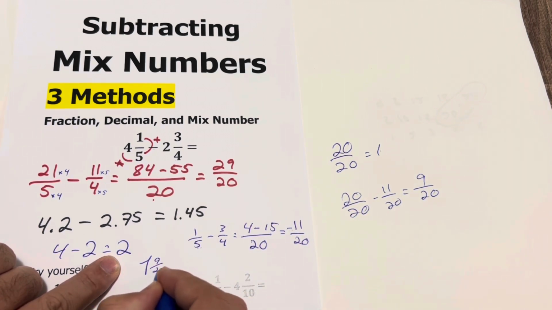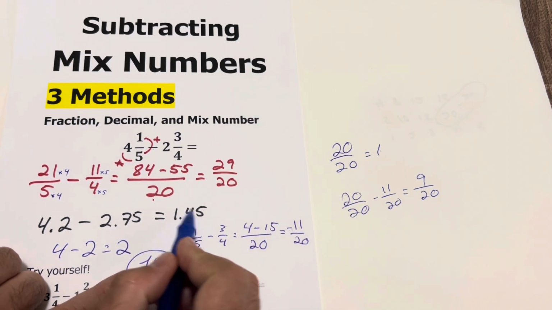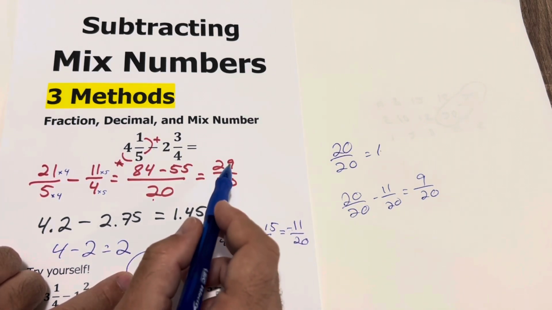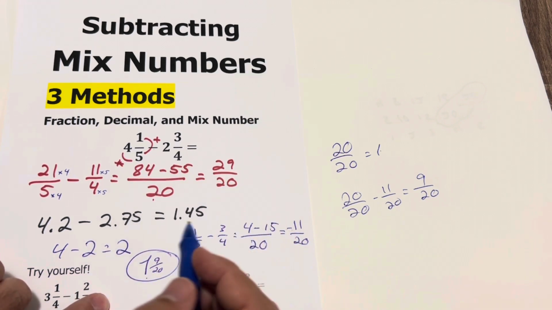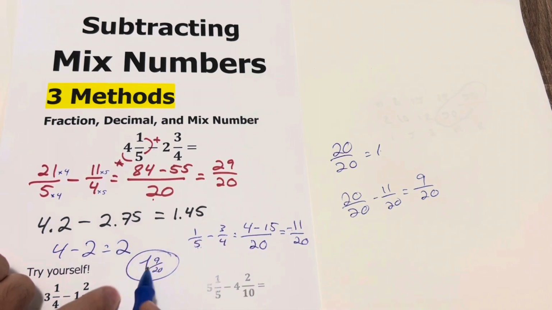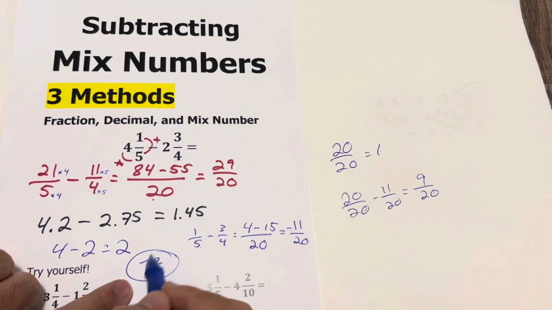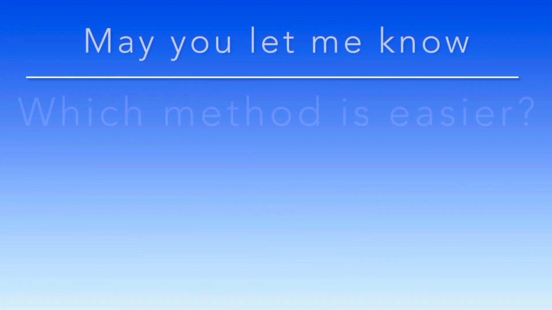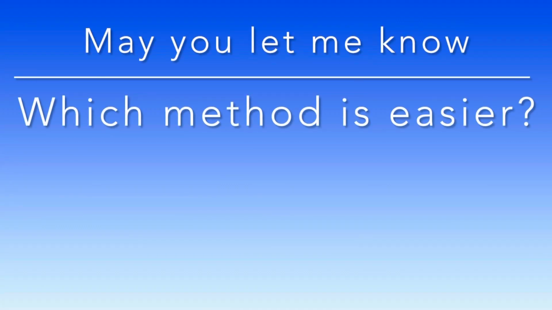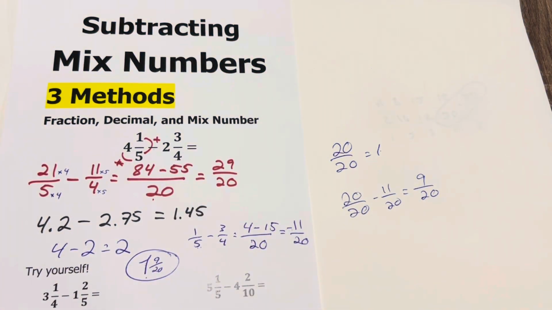So this is the answer doing it as a mixed number, this is the answer doing it as a decimal, and this is the answer doing it as a fraction. If you divide this in the calculator, that will give you 1.45. If you do 9 over 20, that will give you 0.45, and the 1 is 1. So you can confirm that those three numbers are the same number, just written in a different way.